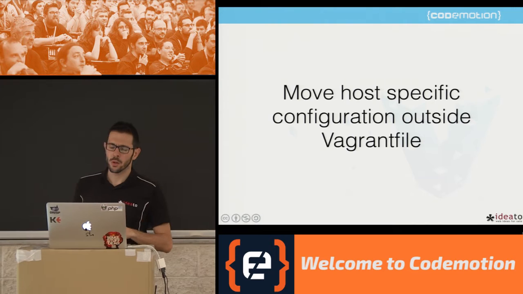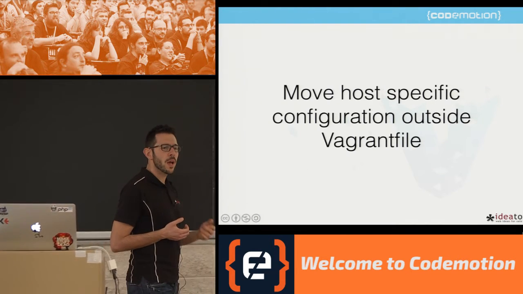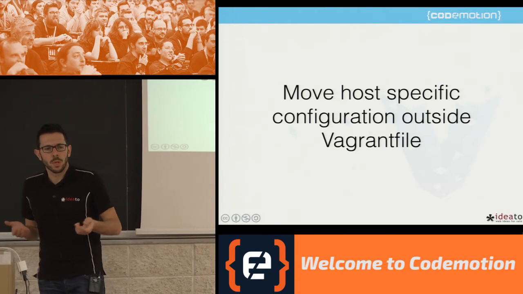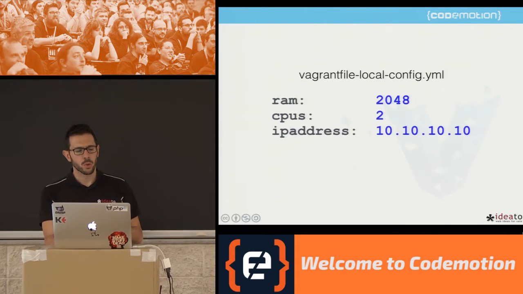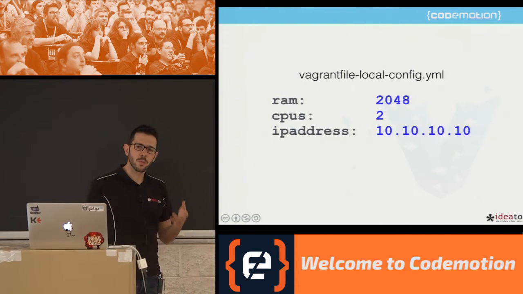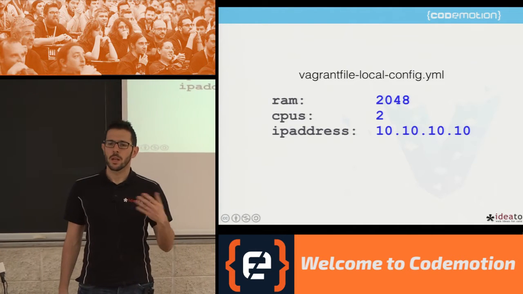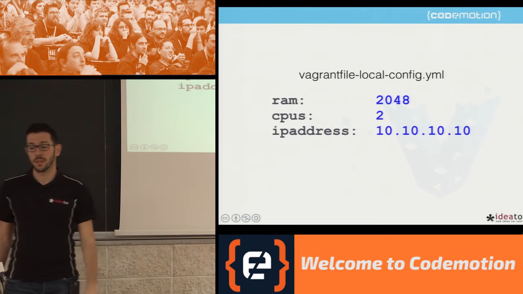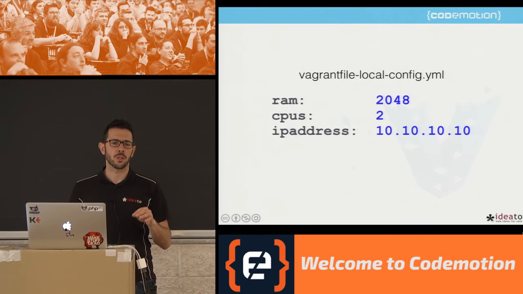Let's say your colleague has a very fast machine and wants to assign more CPUs and RAM because he can. In this case, you should move these specific host configurations in a file like Vagrantfile.local, whatever. This file won't be committed in the repository. It's just local. It's different for every installation.